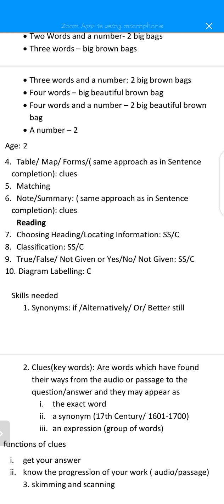So, like I said, table maps forms are the same approach as in sentence completion. Matching is where they give you a kind of, that's what they call matching, maybe matching sentence, where they start a sentence and the remaining part of that sentence is missing, and there is a catalog of options. Let's say you have five questions in that area, and they will give you five different options too. So you have to match this in.